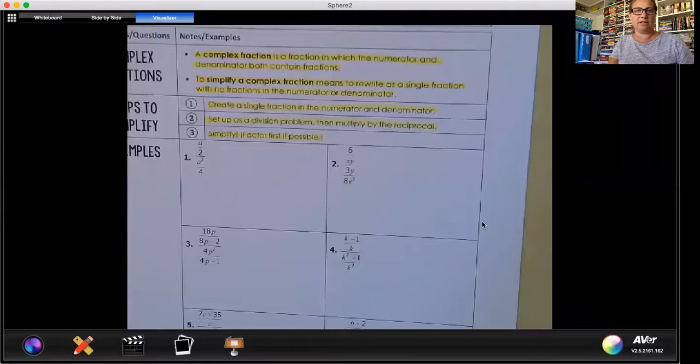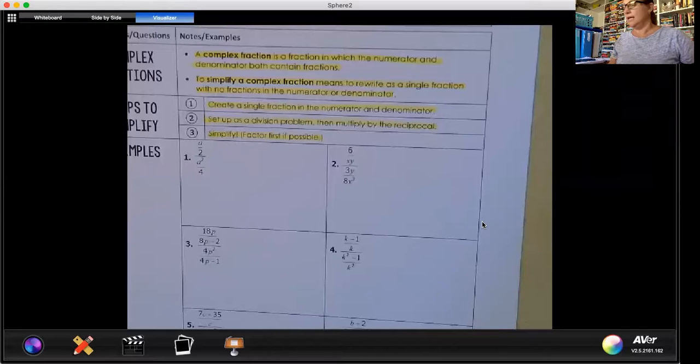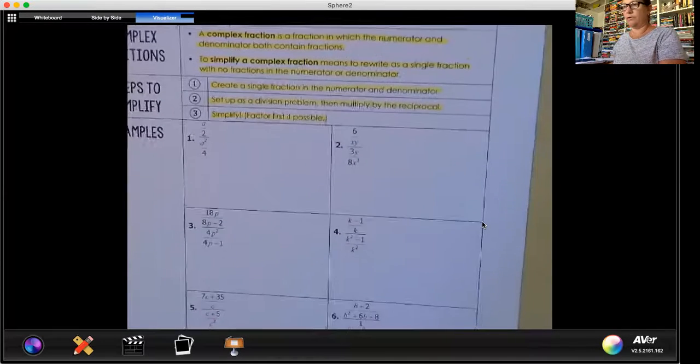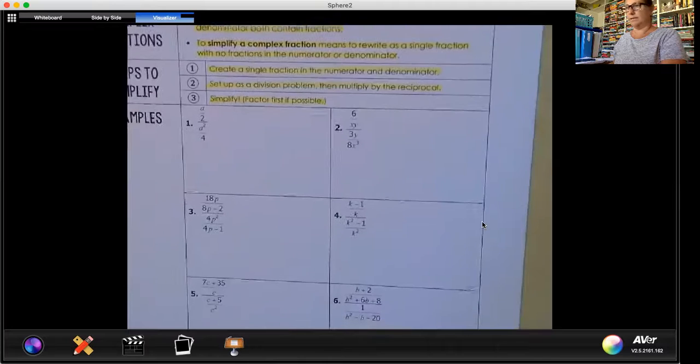Hey guys, today we're going to work on complex fractions, and I think you're going to find that this has a little bit to do with the first two sections that we have covered. The main thing you need to know is that a complex fraction is a fraction inside of a fraction, and that in order to eliminate that, you still multiply by the reciprocal. You will still need to simplify as much as possible.